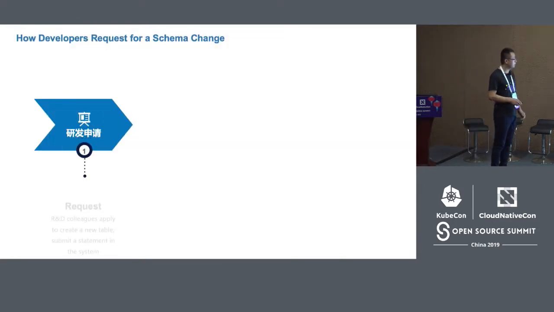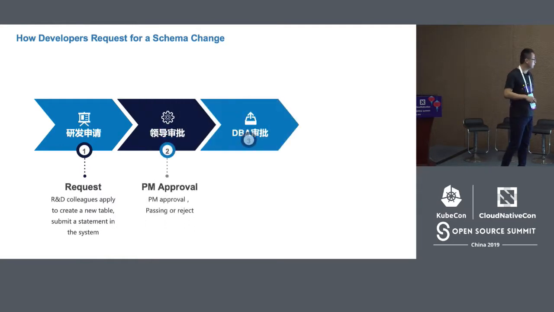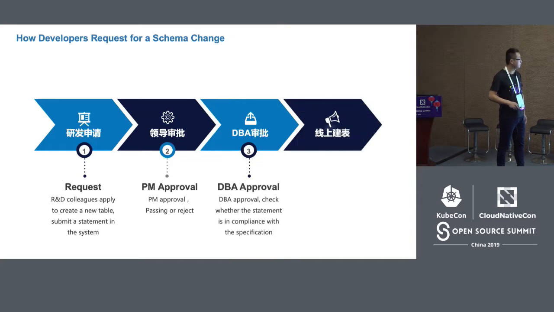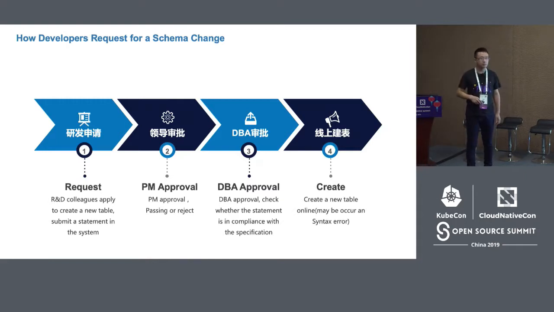The way we create a table is similar, including the request table, approval table, and DBA approval, where the DBA, based on their own professional knowledge, evaluates whether the table's creation has some risk factors and whether it's compliant with regulations. And after that, the online table will be created. And after the creation, there will be some more interfaces in KBS to apply for resources, scheduling, etc.